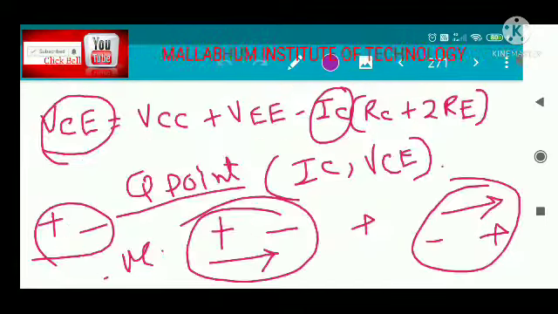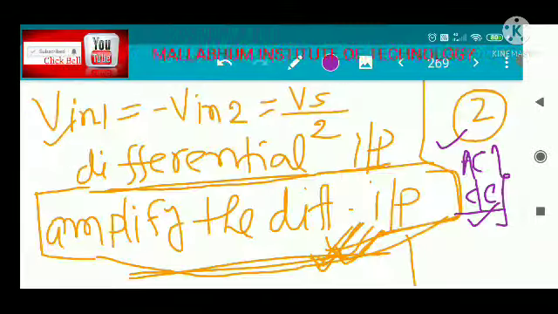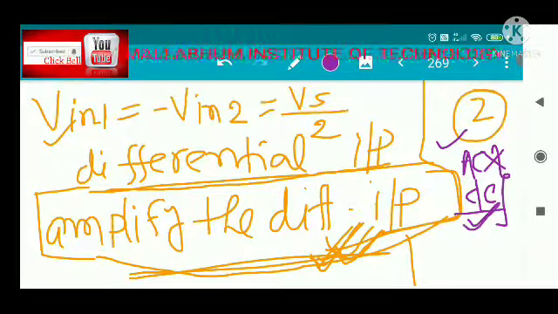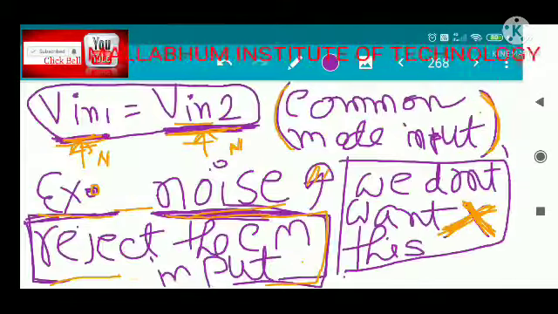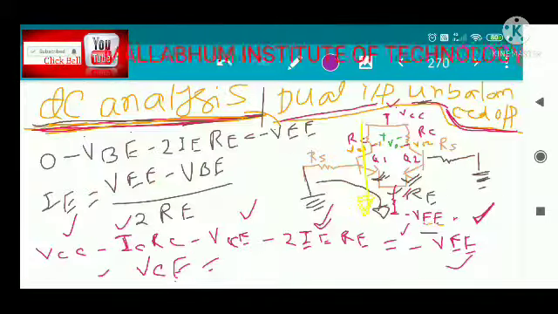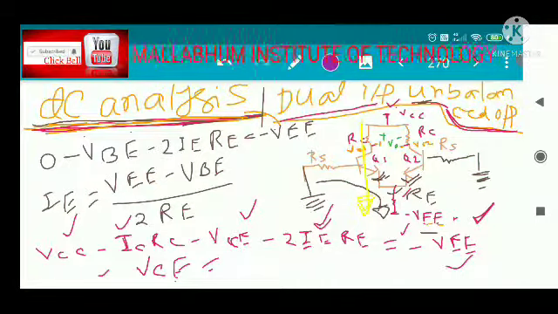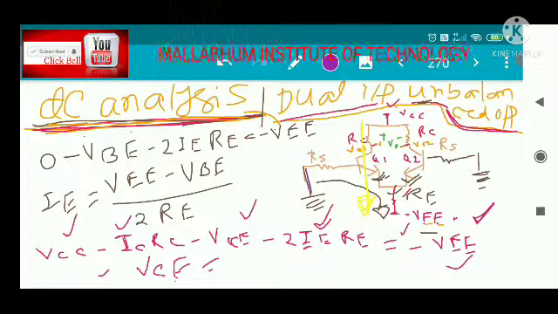Okay, so the DC analysis means we have to deactivate this AC signal and only consider this DC signal. In this circuit the AC signals are the two inputs, Vin1 and Vin2. Both are voltage signals, so that's why we have short circuited the voltage signals like this.